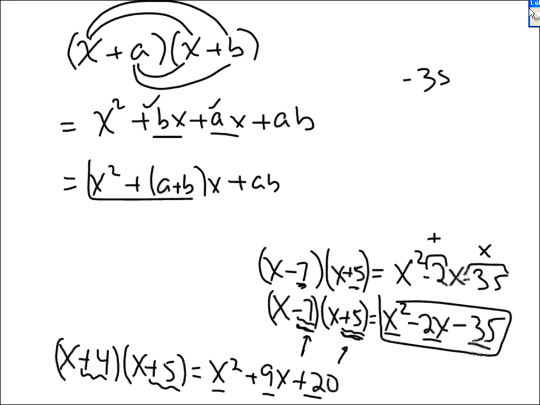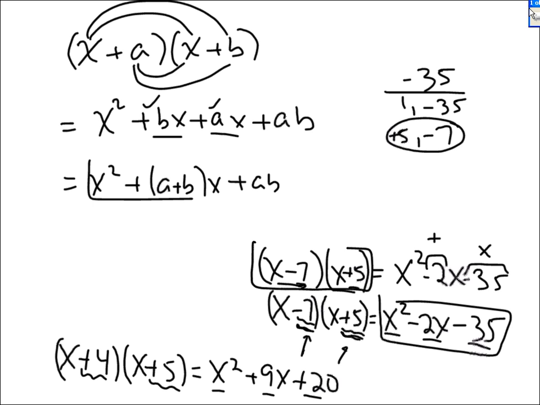Write down all numbers that multiply out to negative 35. 1 and negative 35, 2 doesn't go in, 3 doesn't go in, 4 doesn't go in, 5 goes into negative 35 negative 7 times. And what do you know? They add up to negative 2. That is why I put positive 5 and negative 7 next to the x's. And I factored it. That one is done.